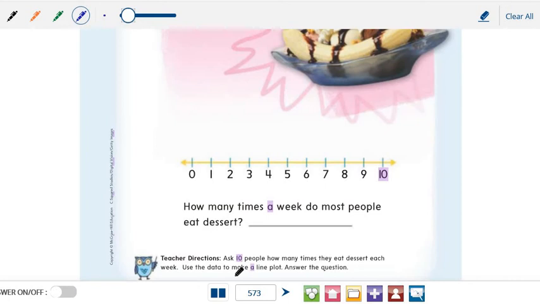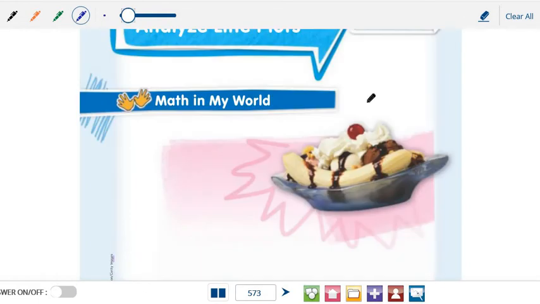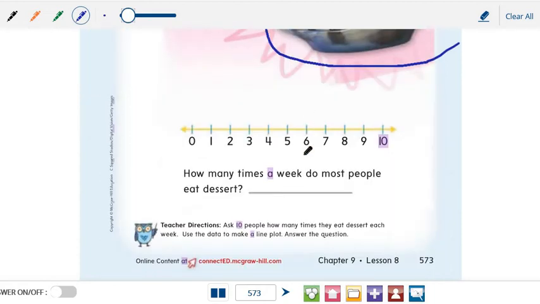In this activity, you are going to ask 10 people how many times they eat dessert each week. Do you like dessert, grade 2? It looks so delicious, so yummy. So, in this activity, ask 10 people how many times they eat dessert each week. Use the data to make a line plot and then try to answer the question.